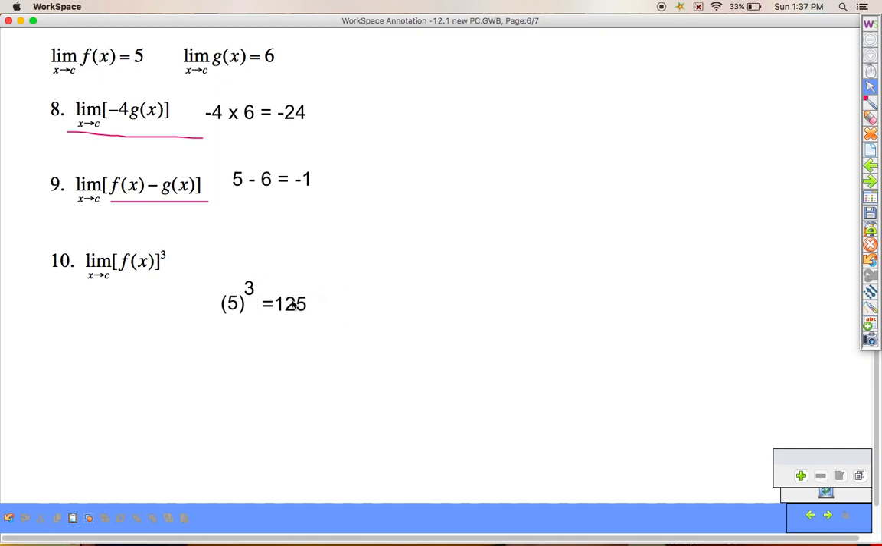So the back page, the last page we had, looks a little more confusing than it is. We're just doing the math on the inside with the answer for the limit of g of x and the limit of f of x.